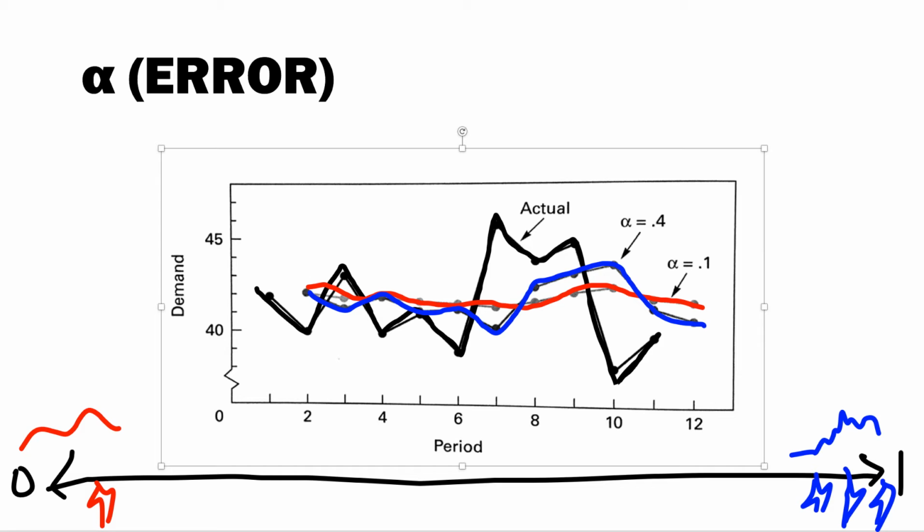And you can see this in the graph. This is much more rigid, and it is much more responsive to the actual data marked in black when compared to the forecast in red, which uses a smoothing constant closer to 0. This is much more smooth, but it's much less responsive to the data. Okay, now let's take a look at an example.